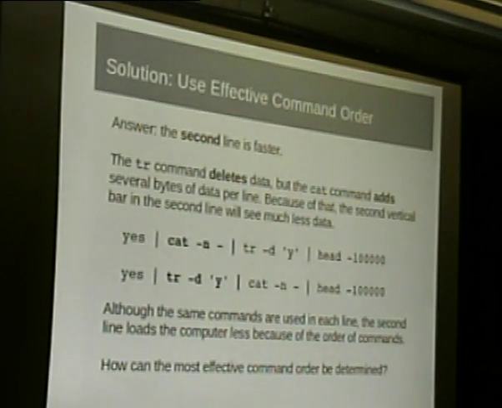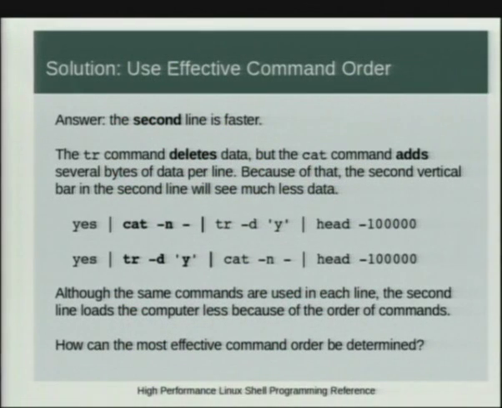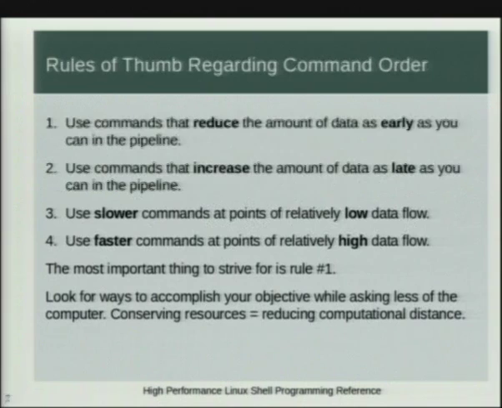One of the things I found is one way to greatly speed up a script is to reduce the amount of data that you're dealing with as early in the pipeline as you can. That way, you're asking less of the computer, you're shortening your computational distance, and the thing's going to run faster. Also, if you increase the data in the data stream as late as you can in the stream, that's going to help speed things up.